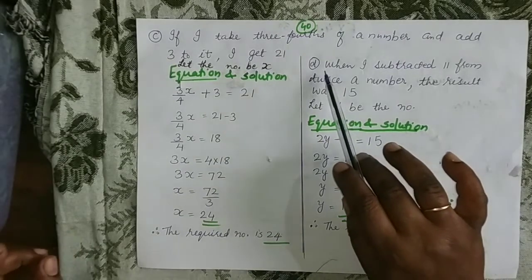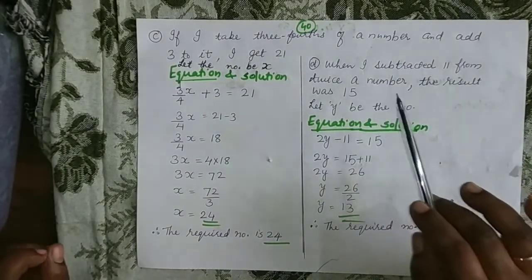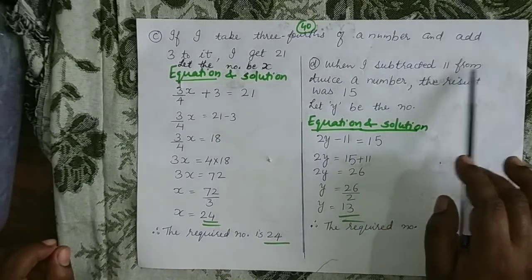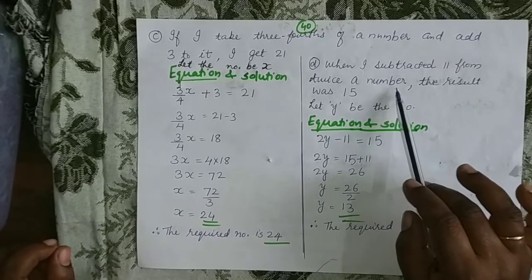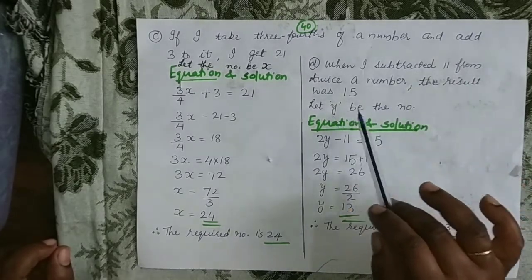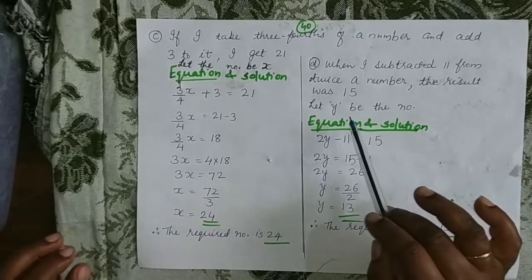Now D. When I subtracted 11 from twice a number, the result was 15. This is a statement. What is given? When I subtracted 11 from which number? Twice a number. That means 2 times a number. The result was 15. We are assuming y to be the number. We can assume any small letter as the number. Here I assume y to be the number.